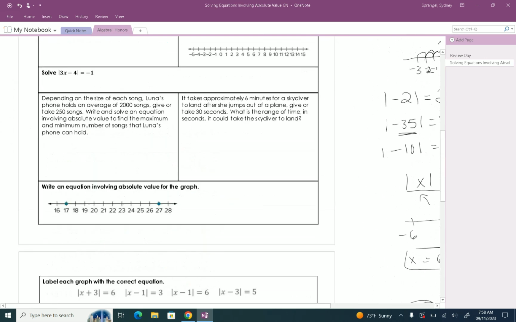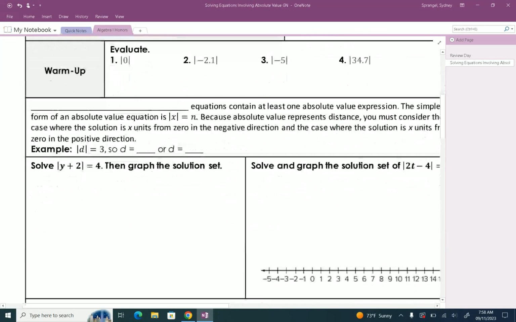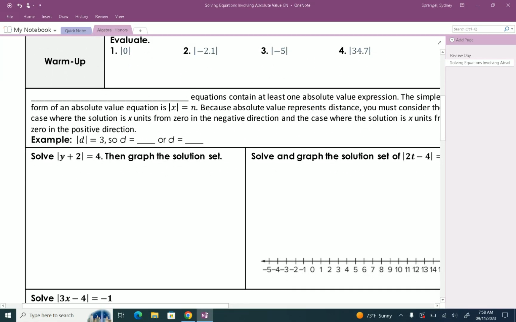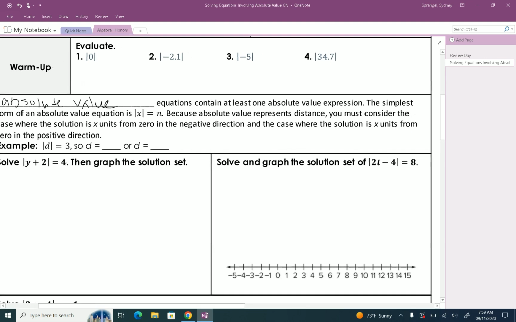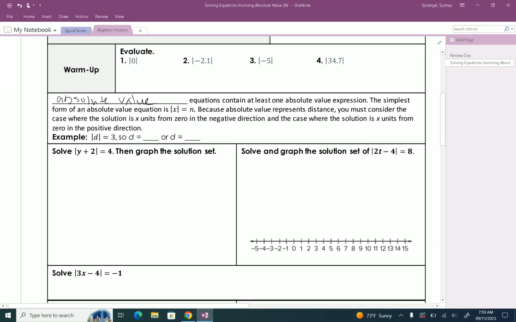Okay, so looking at our guided notes. Blank equations contain at least one absolute value expression. This will be absolute value. Goes right here. Absolute value equations contain at least one absolute value expression. The simple form of an absolute value equation is the absolute value of x equals n. Because absolute value represents distance, you must consider the case where the solution is x units from 0.